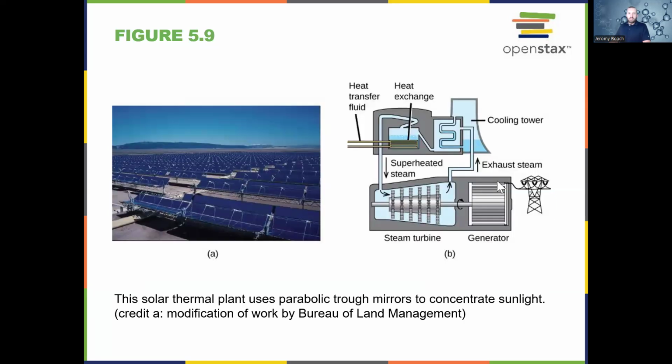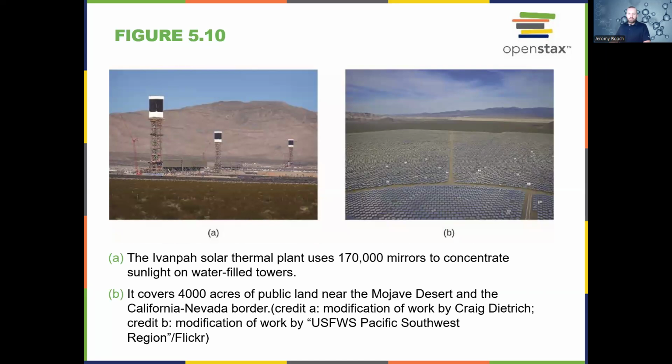This is a solar thermal plant, and it has 170,000 mirrors to concentrate sunlight on these water towers. So it's a little bit different, but they're basically harnessing the energy of the sun, reflecting it back, and it's going on to these water towers here.